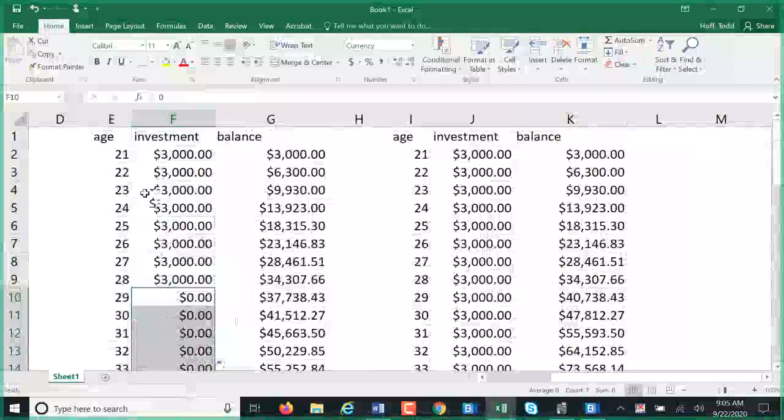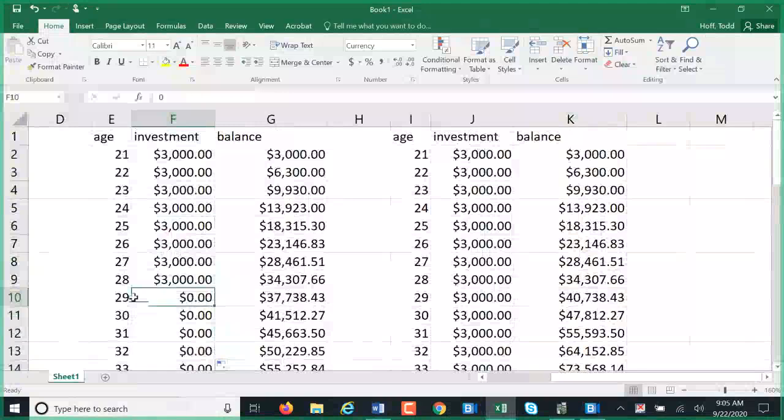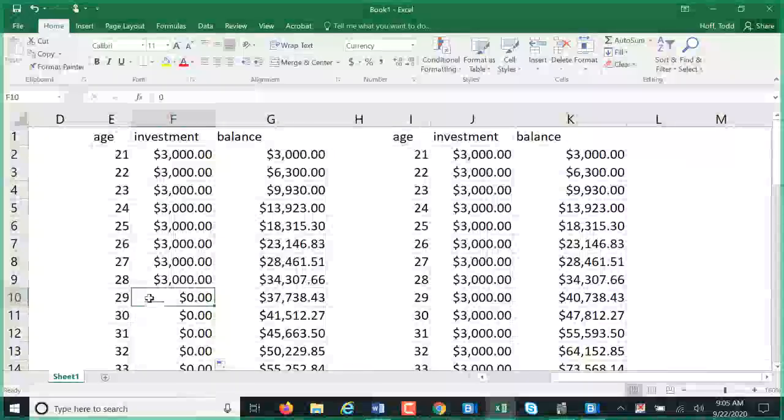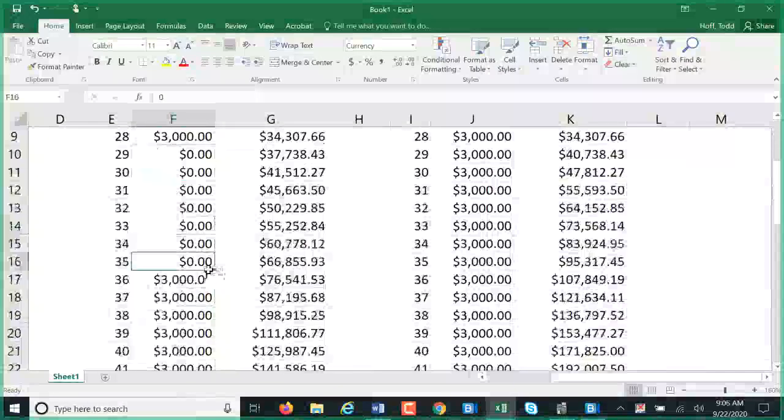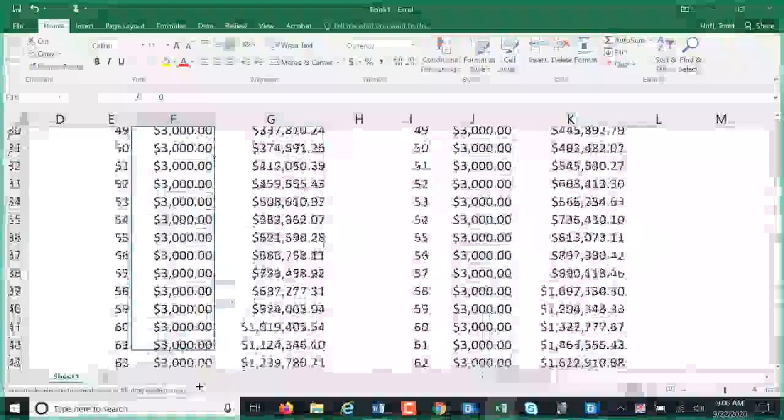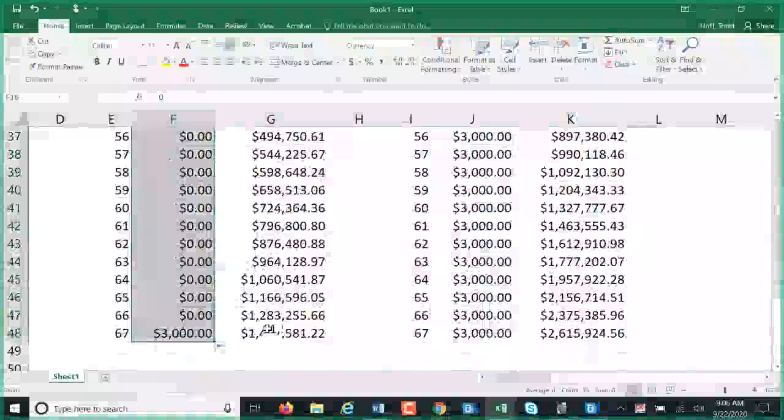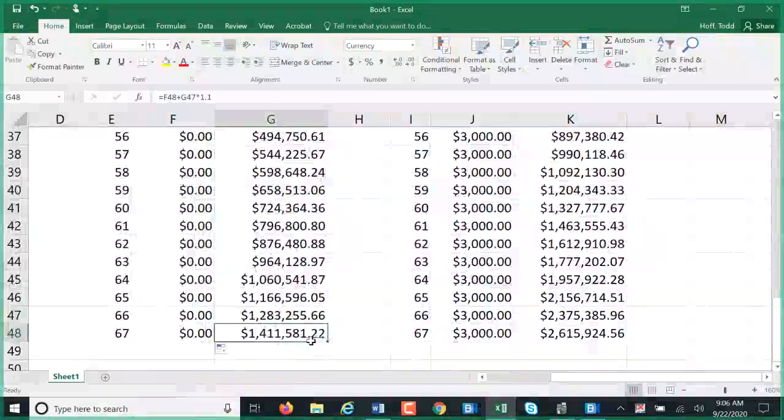So from 21 to 28, they saved. Starting at 29, I'm going to play with every penny I make for the rest of my life. So they're not going to put anything else away. When they retire, they still have almost $1.5 million.